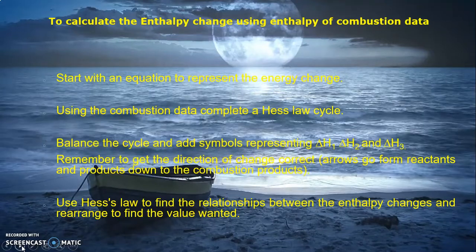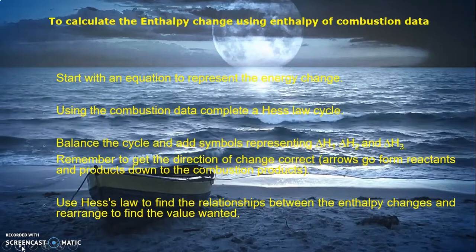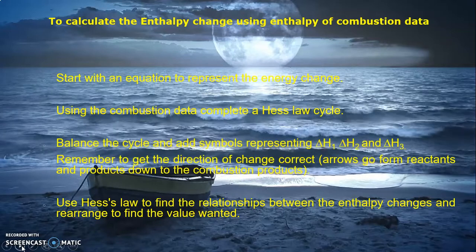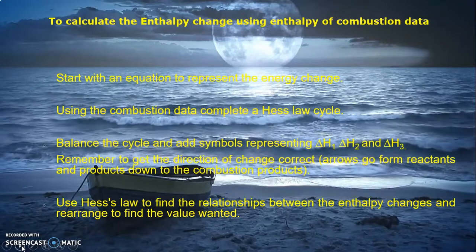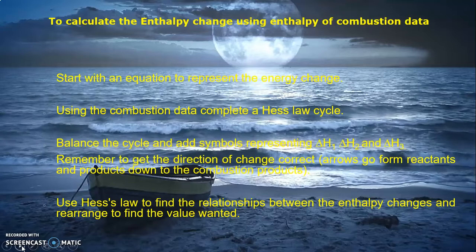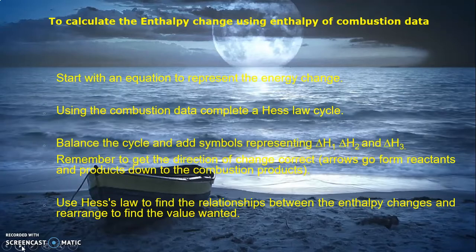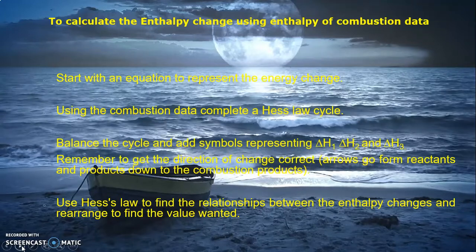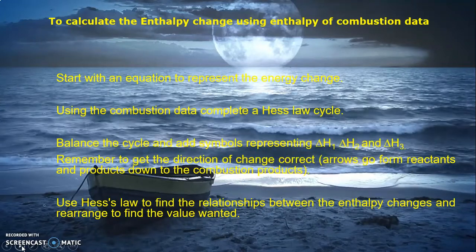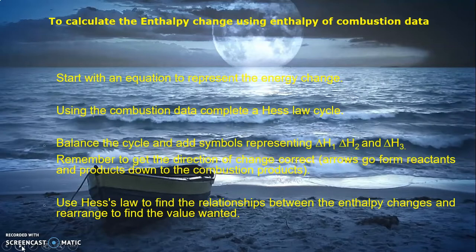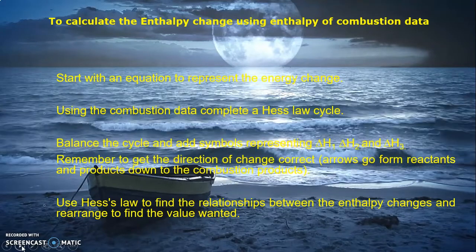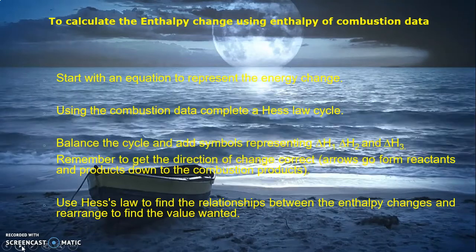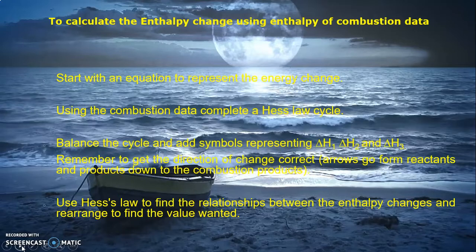So balance the cycle and add symbols representing enthalpy, delta H1, delta H2 and delta H3. Remember to get the direction of change correct. That means if you use the reverse reaction, make sure you change the sign correctly. If the forward reaction is exothermic, the reverse of that reaction will be endothermic. And then once we've done that, use Hess's law to find the relationship between the enthalpy changes and rearrange to find the value wanted.